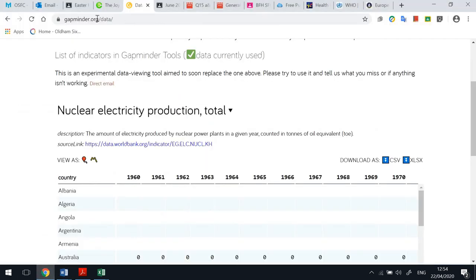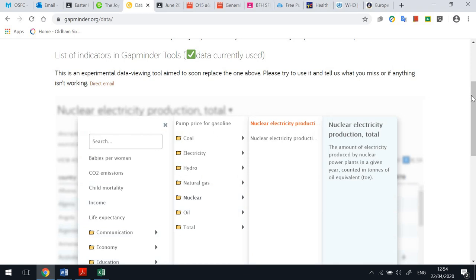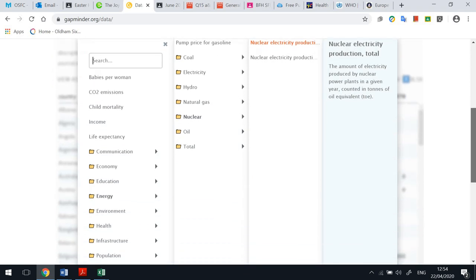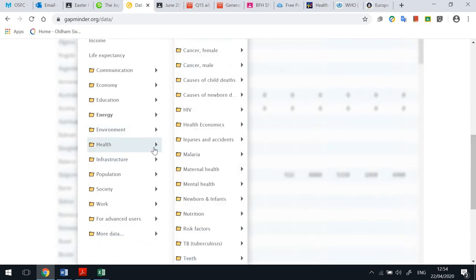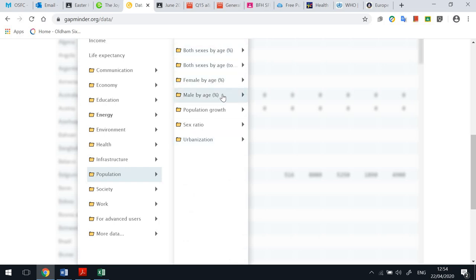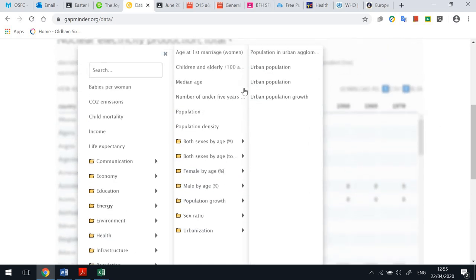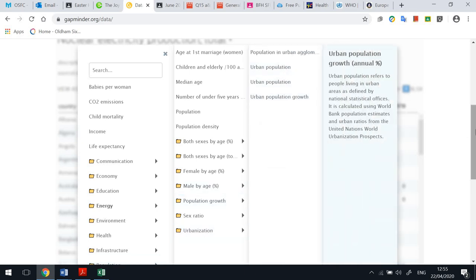Let me remind you, this website, gapminder.org, this was just nuclear electricity production. Okay. We could look at also coal, electricity, gas, oil. Within other topics, there's health. Okay. We could have a look at populations. So if there's gender balances in each ones. Urbanization, this is the amount of people living in urban areas compared to countryside. There's so much data in here.